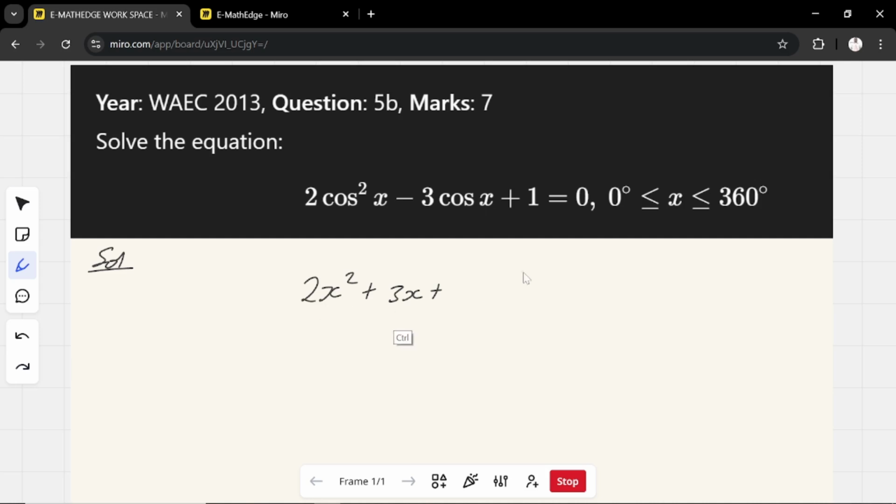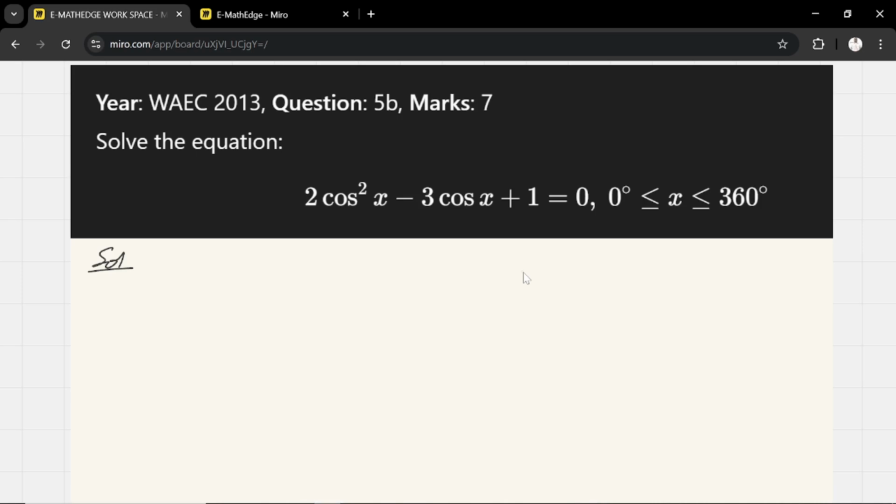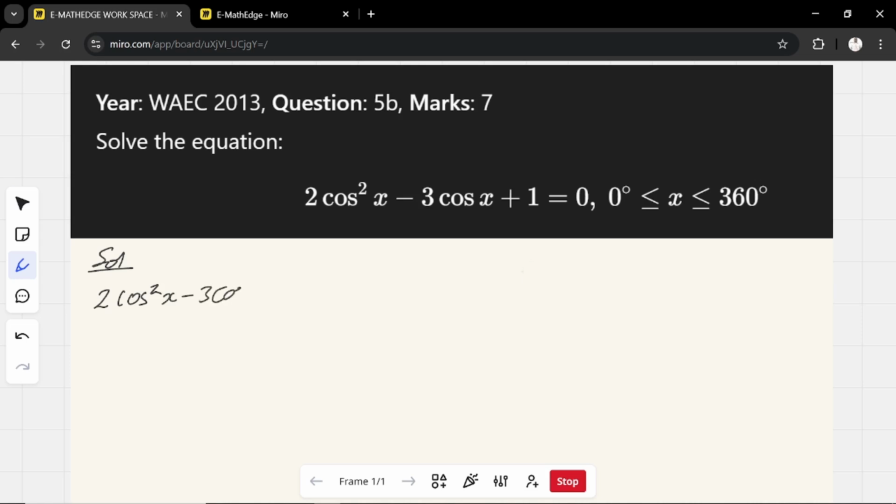So what we are going to do is assume cos x to be a single variable so that we can transform the equation into a quadratic equation, for it to be easy for us to solve. So let's bring up the question. We have 2 cos square x minus 3 cos x plus 1 equal to 0, right? But let's let cos x be equal to y.